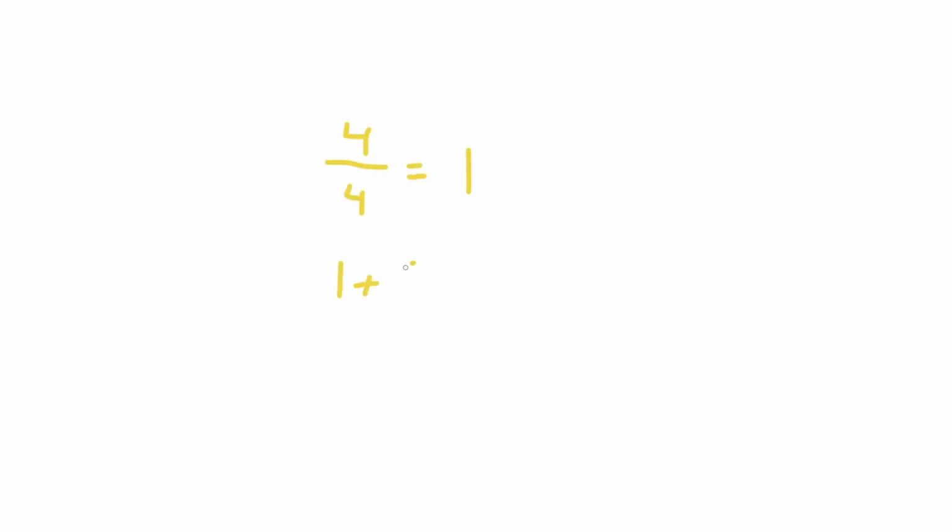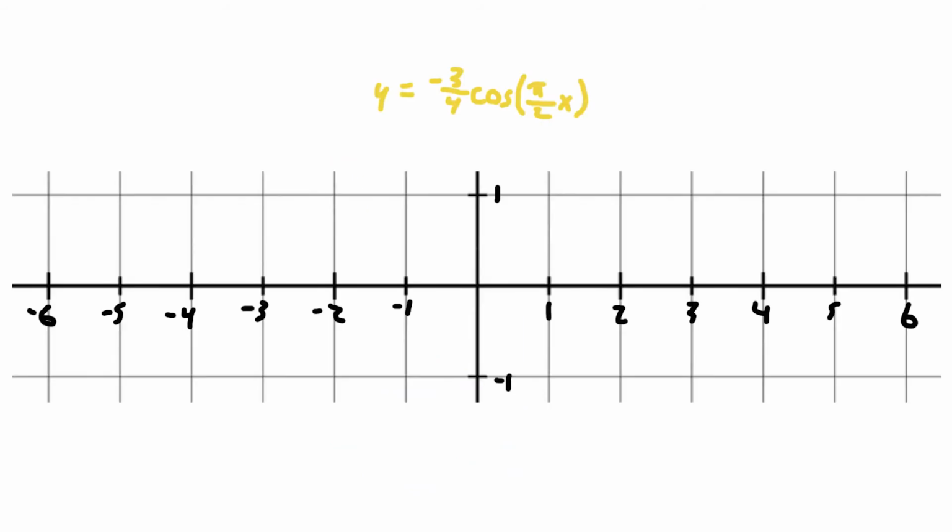Our next point is just our first one, plus period divided by 4, which of course is 1 plus 1, which makes our second point 2. For our third point, we'll take the second point and add it to 1, we'll get 3, and for our final point, we'll take the third point and add it to 1 to get 4. And now we don't really need to label anything more than that since we've already reached our period.